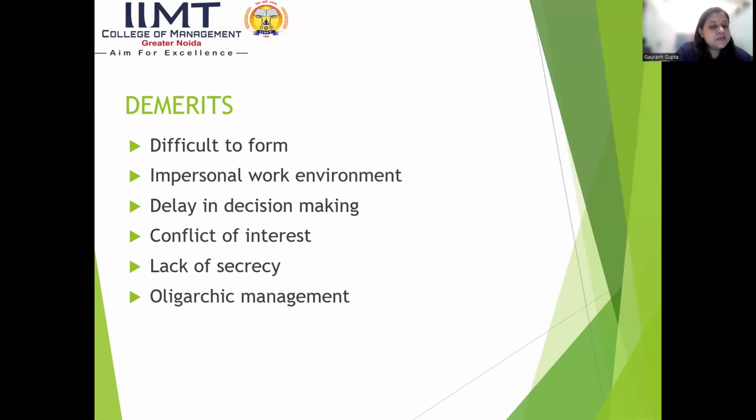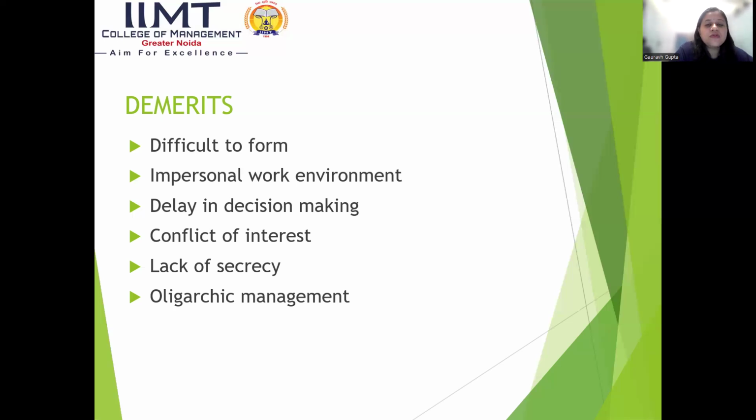Second point, impersonal work environment. Business affairs are managed by the professionals, not the owner. Thus, it lacks personal contact with the employees and the customers. Delay in decision making. Decision making needs to follow a set hierarchy, which may cause delay in taking decisions and actions. Next point, conflict of interest.